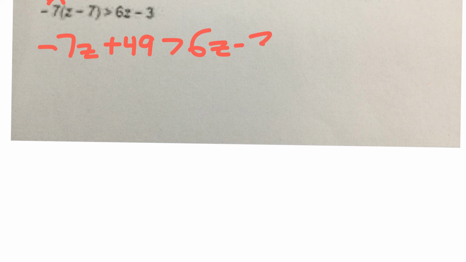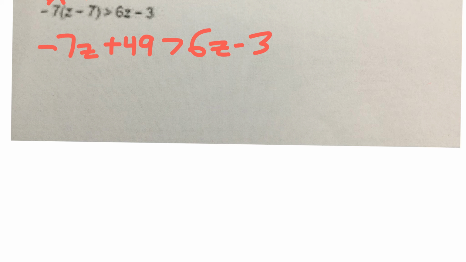Okay, so now if I had to solve this, -7 times z minus 7 is greater than 6z minus 3. First thing I notice on the left, I have parentheses, so I want to distribute. So -7 times z is -7z. -7 times -7 is positive 49. Is greater than 6z minus 3.